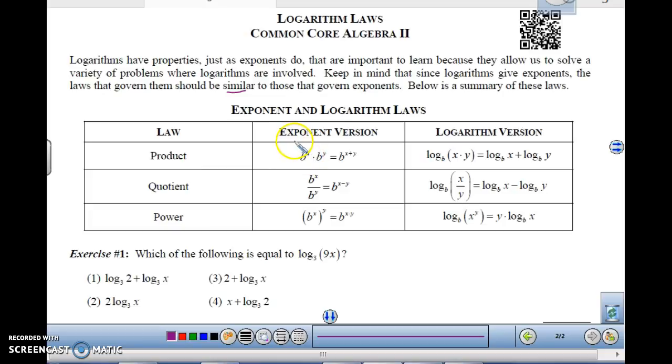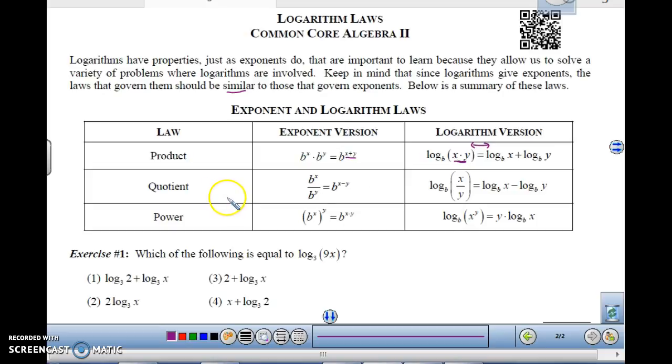All right, we know the exponent version, the product law says when you multiply the same base, what do you do with the exponents? You add them. b to the x times b to the y is b to the x plus y. Now the same thing is true for logs. If you have a product of a log, it is equal to the sum of the two logs. So log base b of x times y is equal to log base b of x plus log base b of y. So you can take each of these individually and add them. Now you can also go in reverse order. If you have log base b of x plus log base b of y, you can rewrite it as a product of logs. It goes both ways.